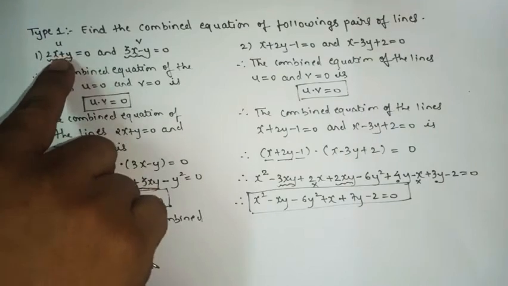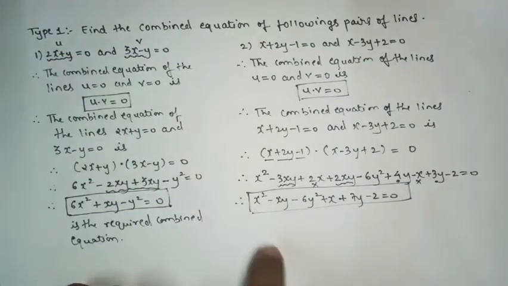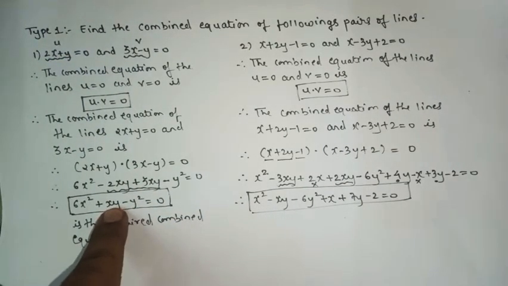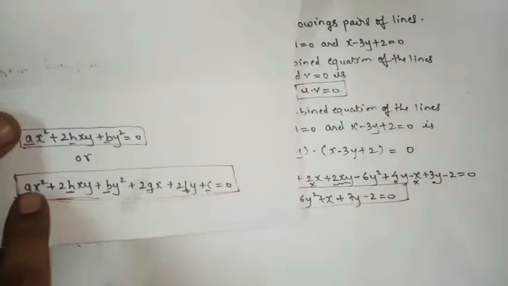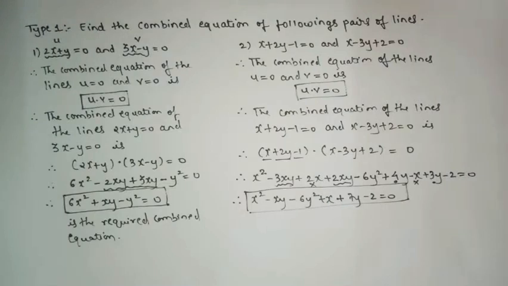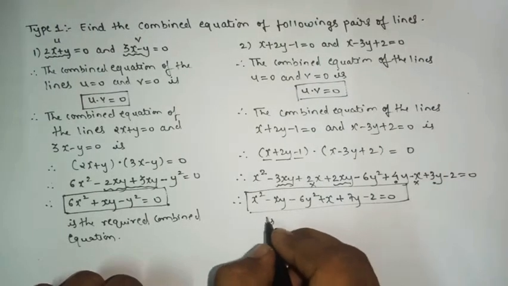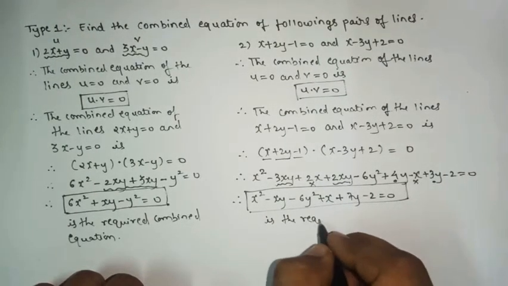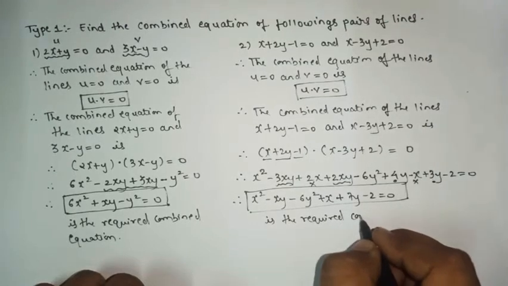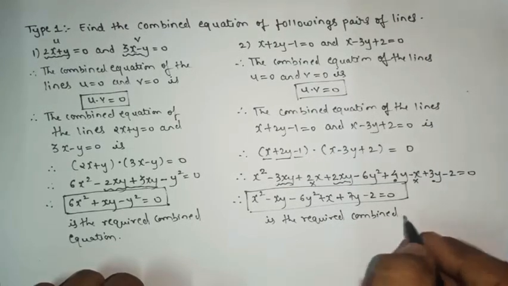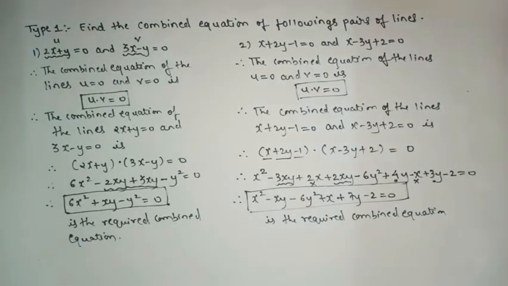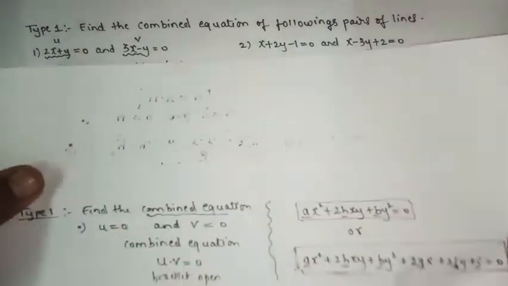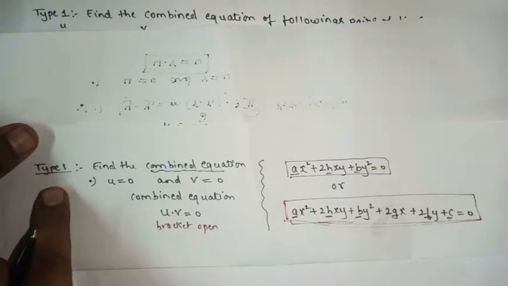So check, when the third term is missing, you will get the answer in this form. Whenever the third term is present, you will get the answer in this form. Okay, so this is the required combined equation. So here we can say that was type number 1.